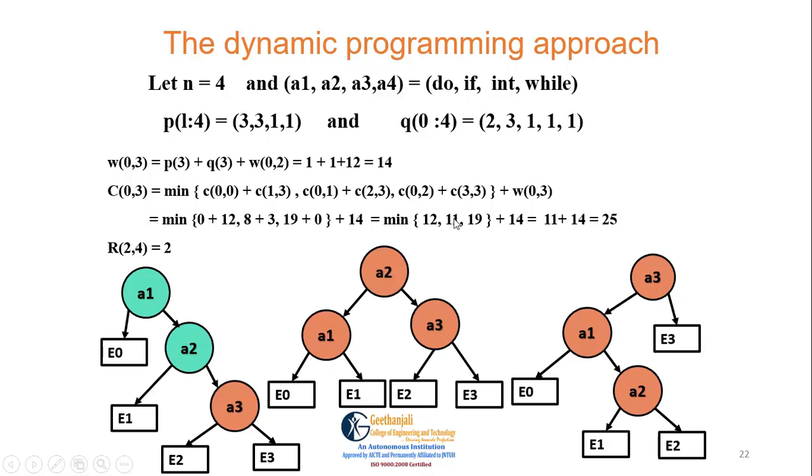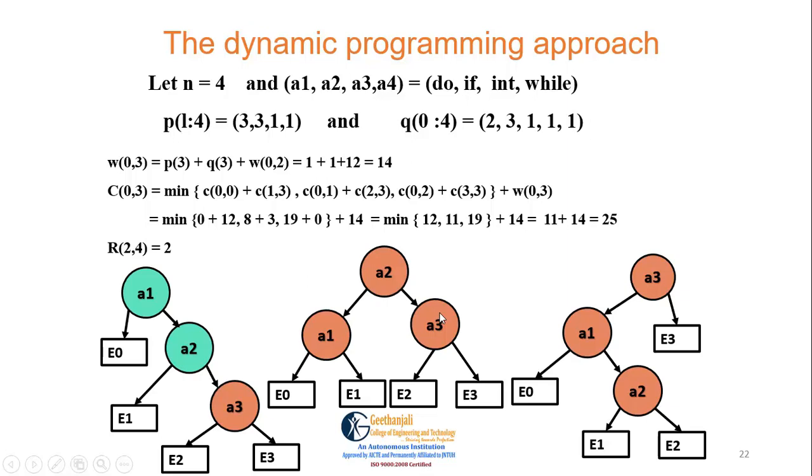So how are you getting 11? If I am selecting the A2 as a root element, the left subtree contains A1 with E0 E1, and the right subtree contains A3 with E2 and E3. So this is the tree which contains exactly three nodes, A1, A2 and A3. Which is the optimal one among these three trees? The middle one will be the optimal one. That's why the root element selected for these three is 2. That is R of 2 comma 4, not R of 2 comma 4, this is R of 0 comma 3. So that is wrong.